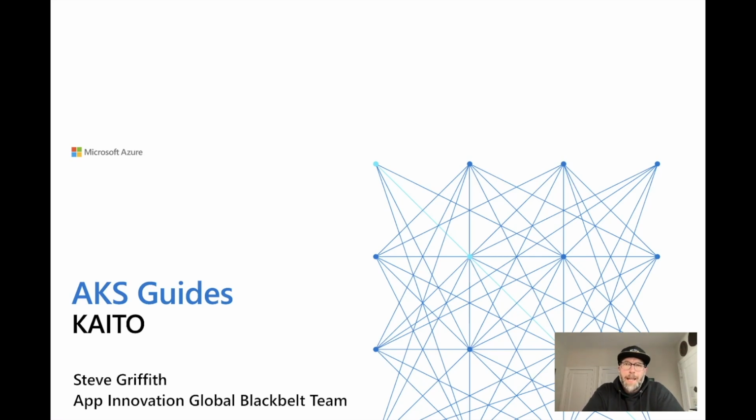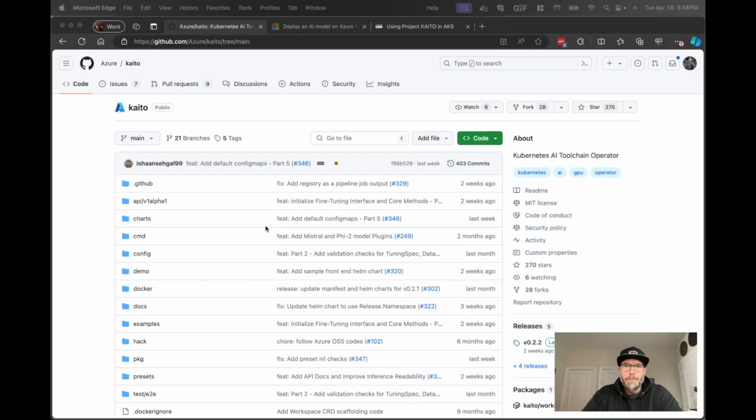Today we're going to be talking about Project KAITO, the Kubernetes AI Toolchain Operator. We'll show how it works in AKS. We'll deploy an AKS cluster with the Toolchain Operator enabled. We'll deploy a workspace and run through what the components of that are, and hopefully you'll come out of this understanding a bit more about what KAITO is and how it can help you. So let's jump into it.